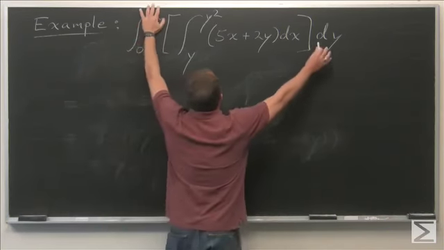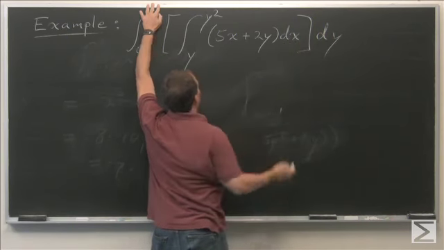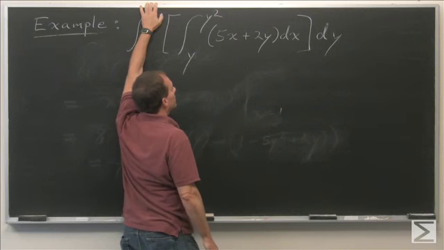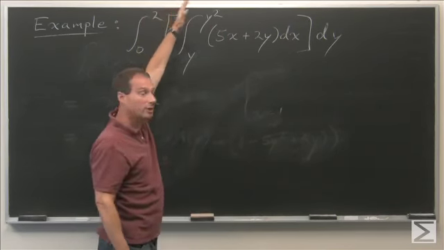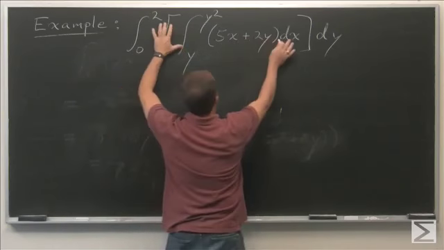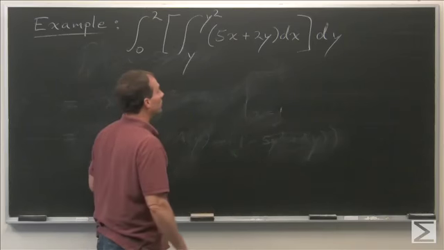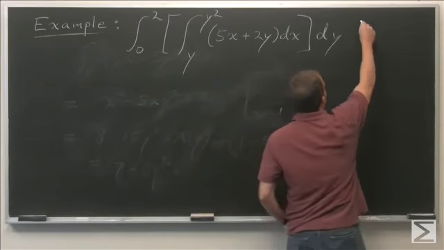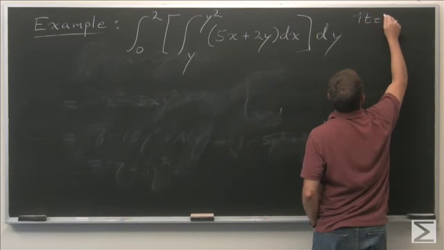You do this inside definite integral with respect to x. It's a partial integral with respect to x. You integrate with respect to x, you put in these limits of integration, you get a function of y. And then you'll have that function of y, and you're supposed to integrate it with respect to y from 0 to 2. So this is what's called an iterated integral, because we've iterated integration.